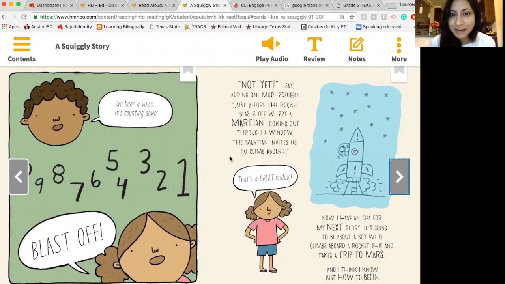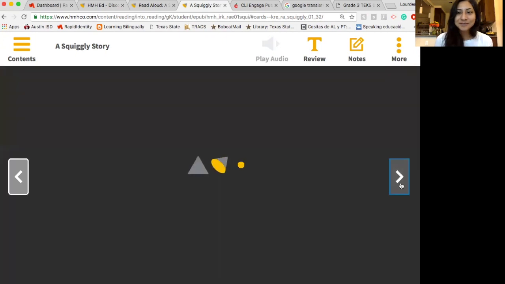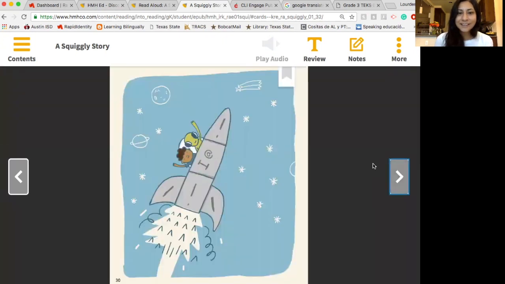Just before the rocket blasts off, we spy a Martian looking out through a window. The Martian invites us to climb aboard. "That's a great ending. Now I have an idea for my next story." It's going to be about a boy who climbs aboard a rocket ship and takes a trip to Mars. And I think I know just how to begin. The end.